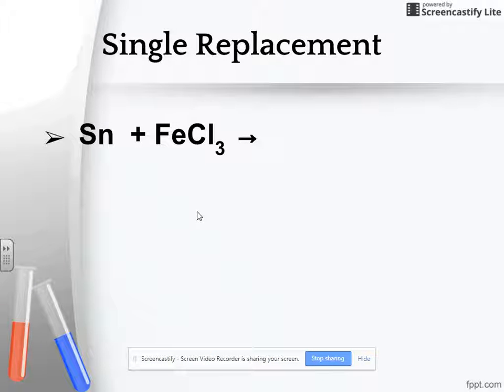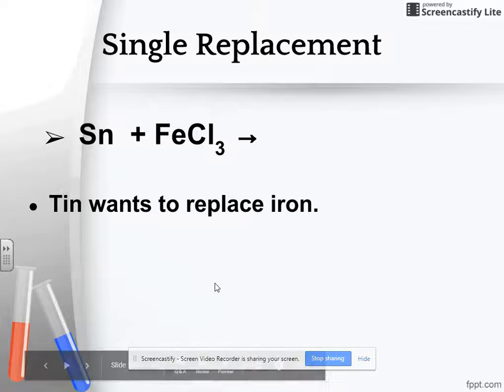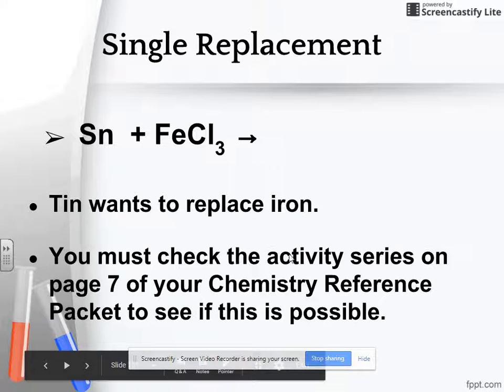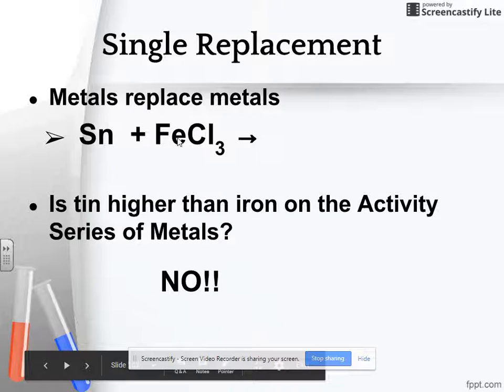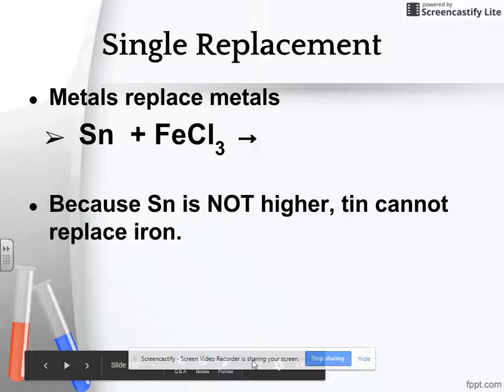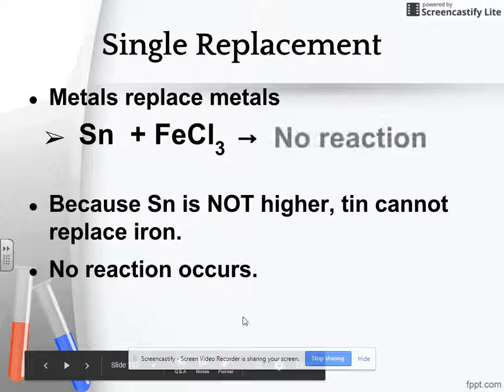Okay, let's try one more. Let's see if tin could replace something in this compound. If we look at this, Sn, tin, is a metal, so it's going to replace the metal in the compound. That's iron. So can tin replace iron? We ask ourselves if it can, according to the reference table. Turns out that it can't, so we actually get to write no reaction occurs. So this does not occur.